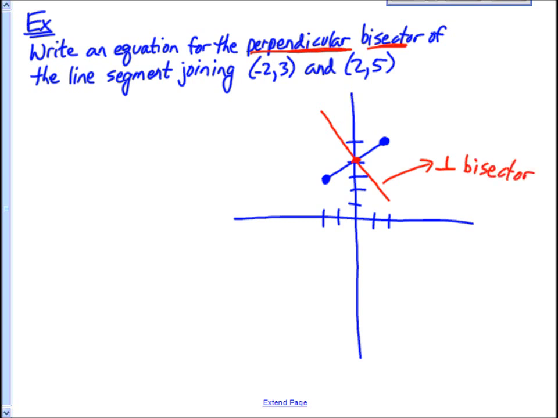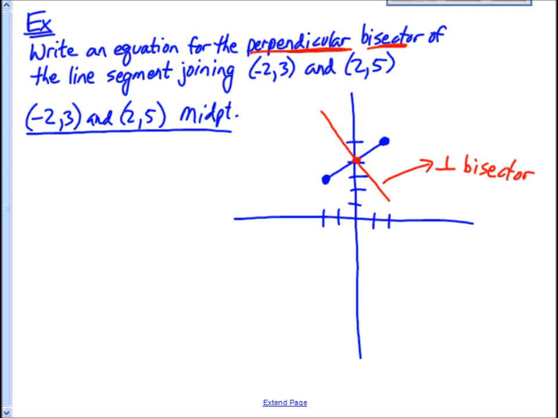Okay, so number one, we got to figure out the midpoint of this first. And then secondly, from that midpoint, we got to use the slope of the original blue line and figure out the perpendicular slope. Okay, and then we'll go from there and we'll write the equation. So let's find our midpoint here. So we're going from negative 2, 3, and we got this 2, 5. We're finding the midpoint, right? Find that midpoint first so that we can write the equation of that red line.